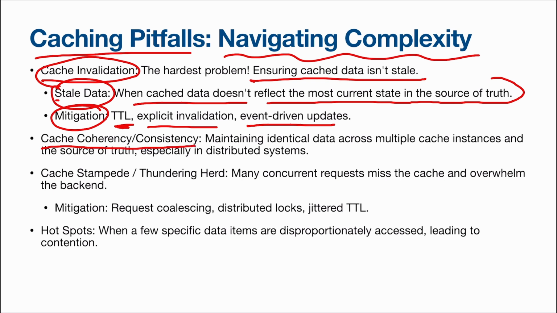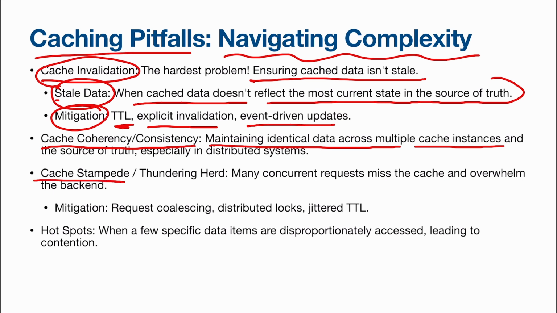Then cache coherency or consistency. So what if we have a lot of copies of the cache, or like if the cache is replicated, how do we maintain that? So in that case, we need to maintain identical data across multiple cache instances, and this is especially challenging if we implement the cache in the application layer itself. But with distributed cache solutions, for example, Memcached and Redis, it is less of a problem if the cache cluster is managed correctly and independently.